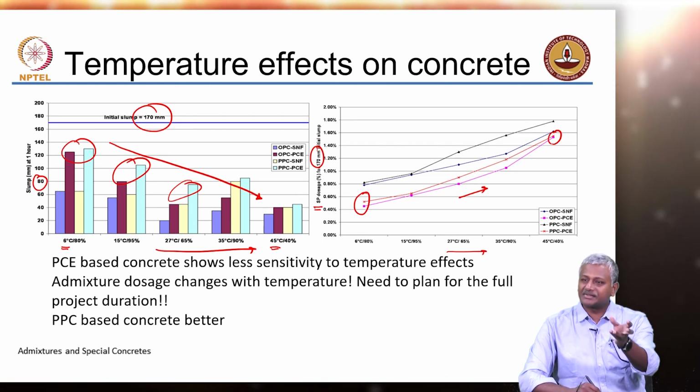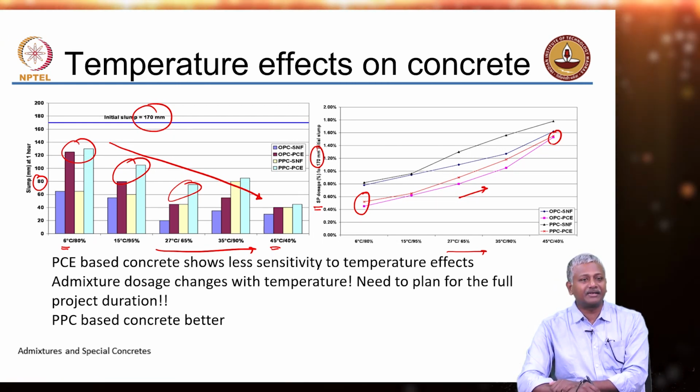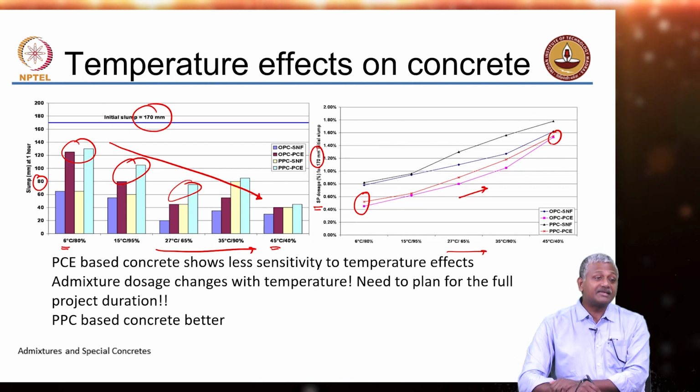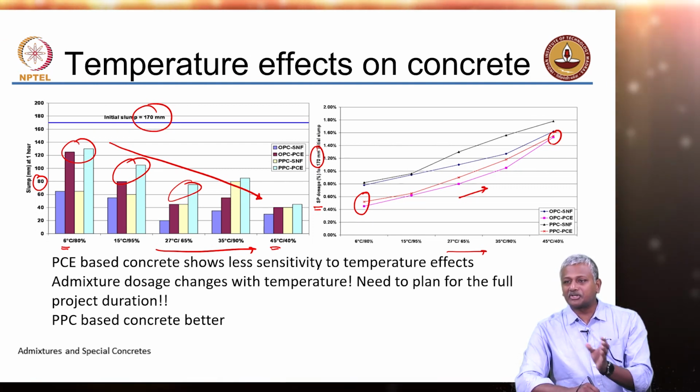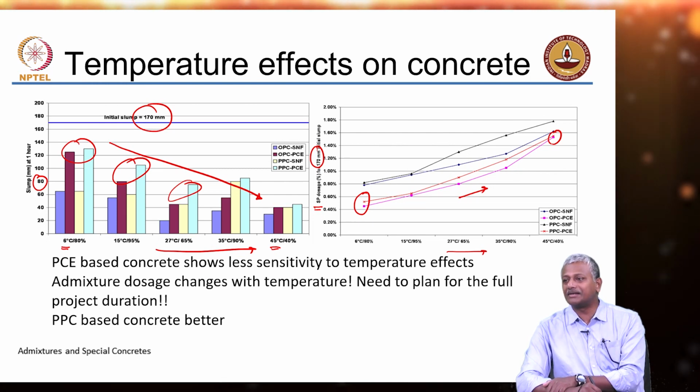Now, from the other side, the project scheduling and planning side or project billing side, that may be a matter of concern, right? Because your admixture quantity is changing seasonally. So, what do you actually estimate in the beginning?